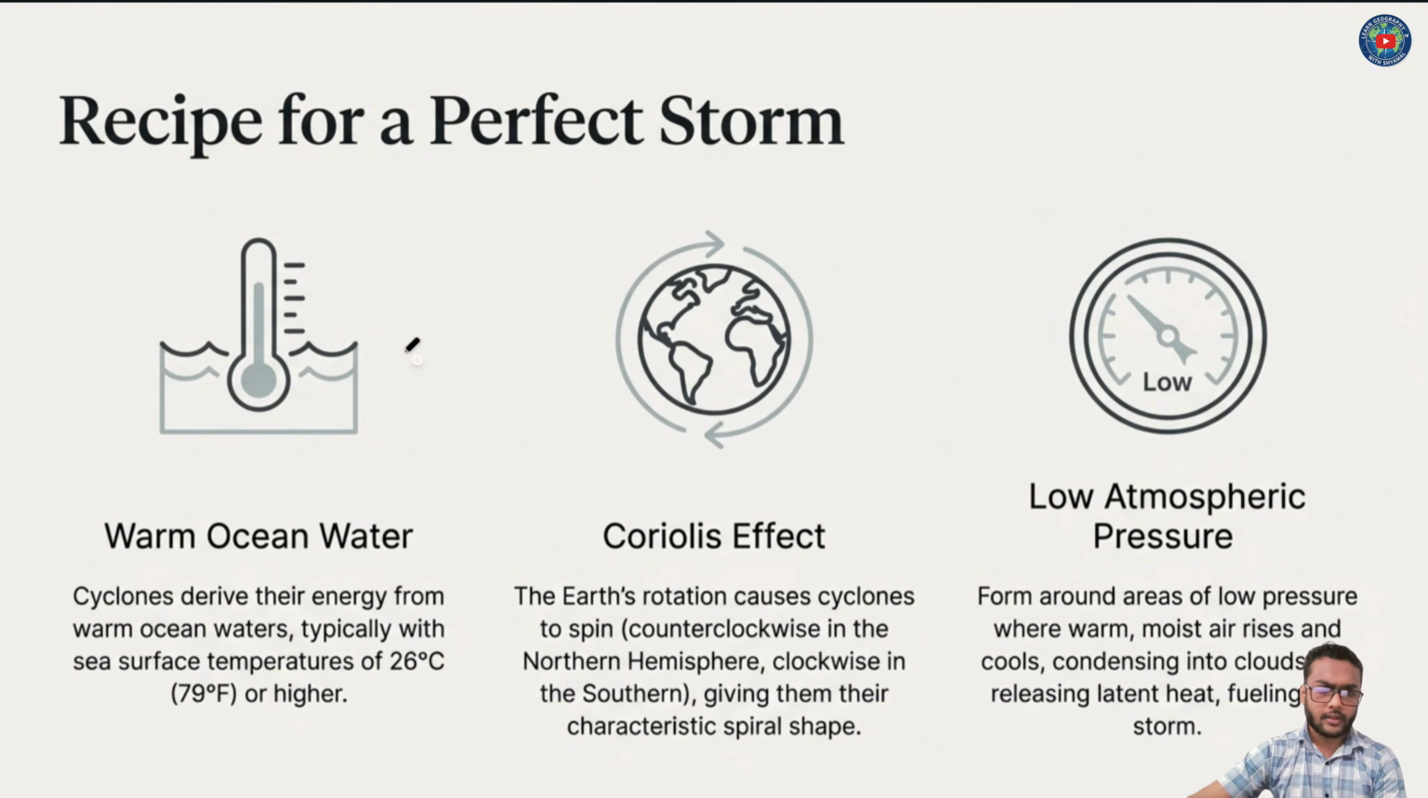Now, the main causes or influencing factors of a cyclone. Warm ocean water: cyclones derive their energy from warm ocean waters, typically with sea surface temperatures of 26 degrees Celsius or higher. Coriolis effect: the Earth's rotation causes cyclones to spin counterclockwise in the northern hemisphere and clockwise in the southern hemisphere, giving them their characteristic spiral shape. Low atmospheric pressure: around areas of low pressure, warm moist air rises and cools, condensing into clouds and releasing latent heat, fueling the storms.